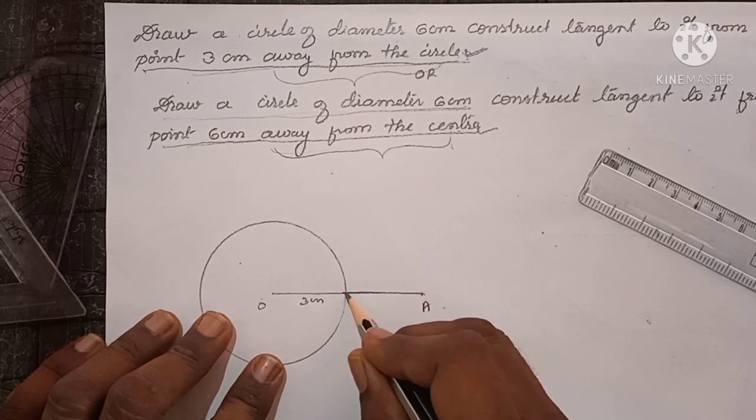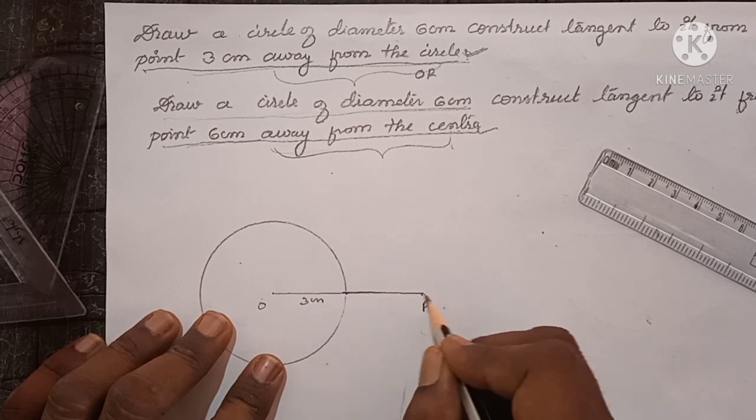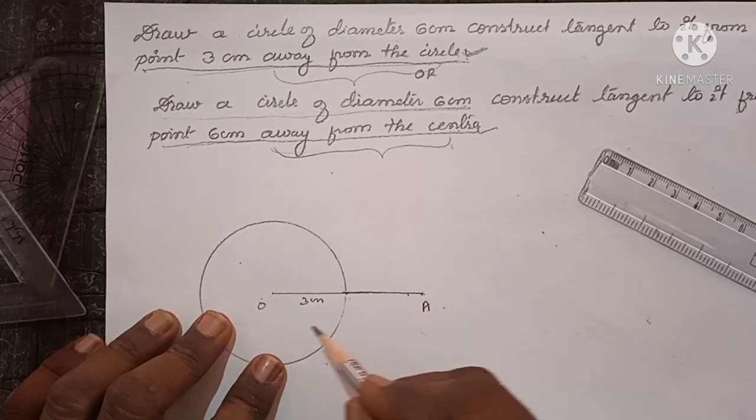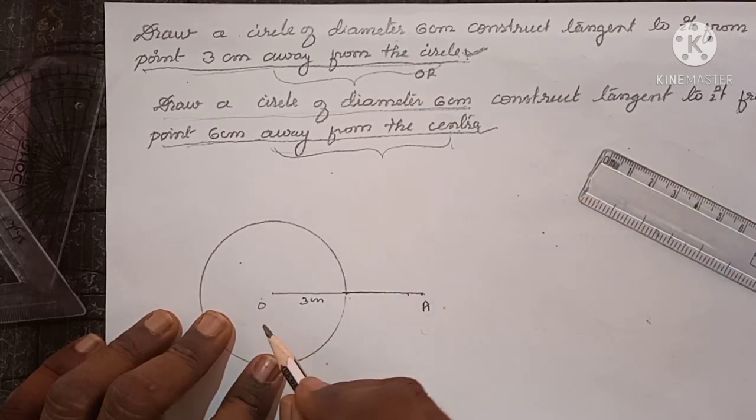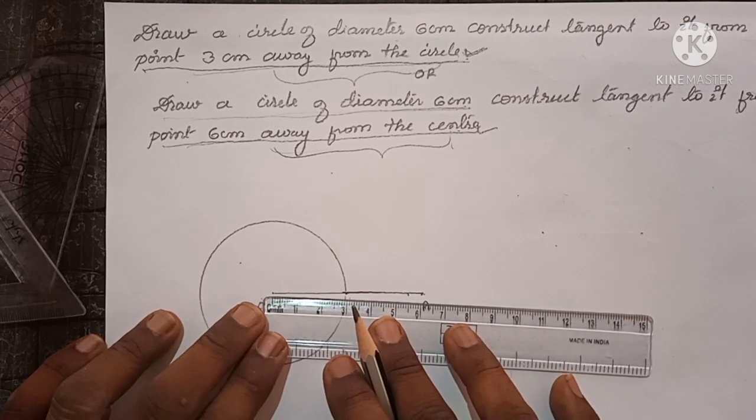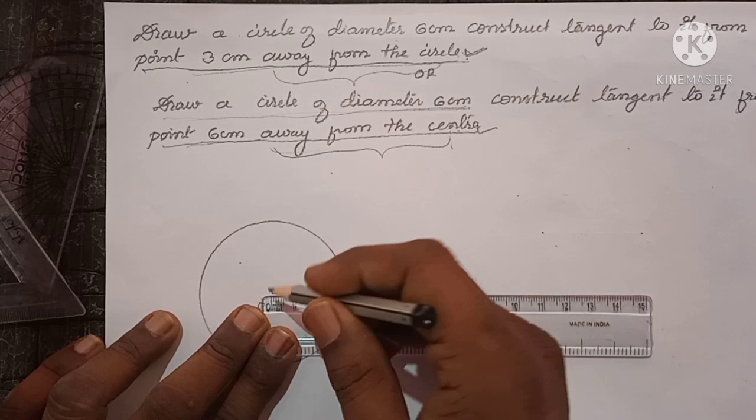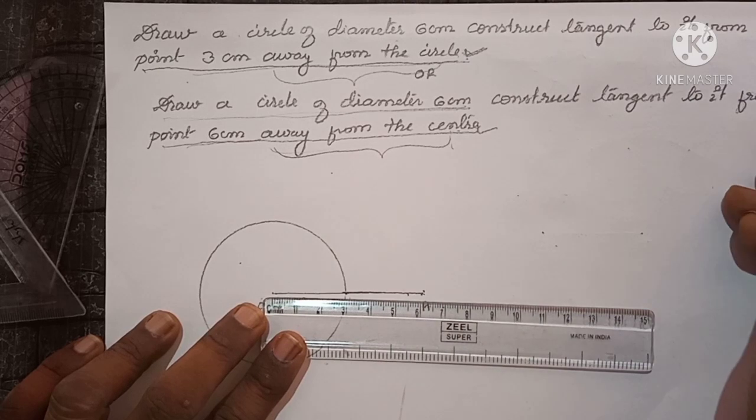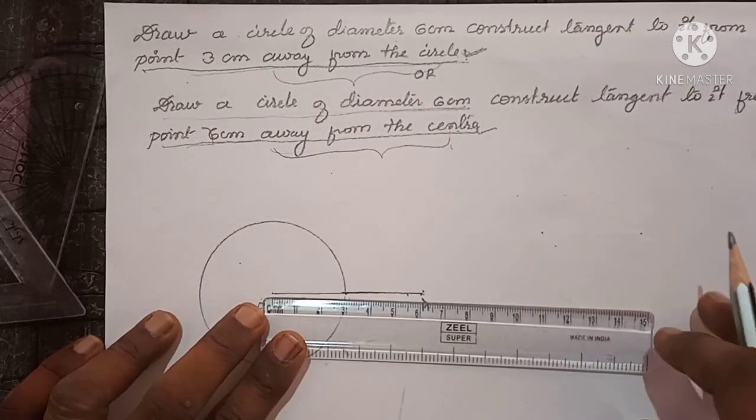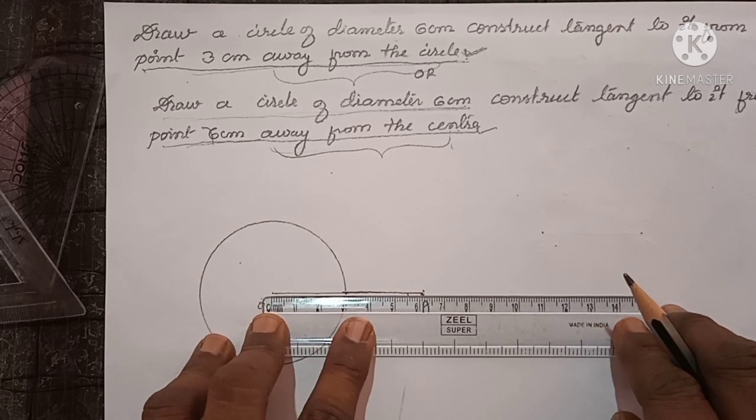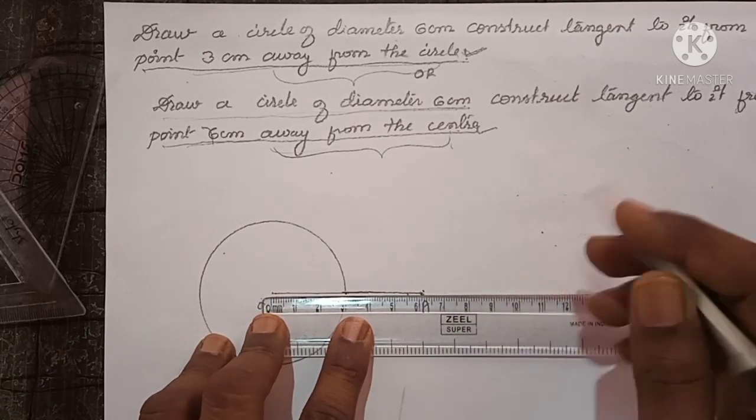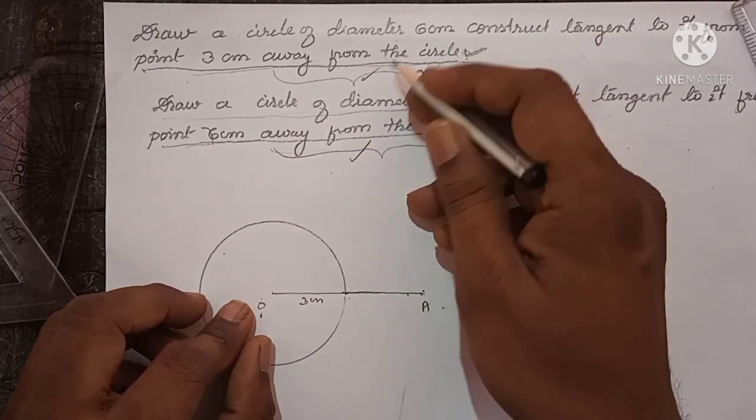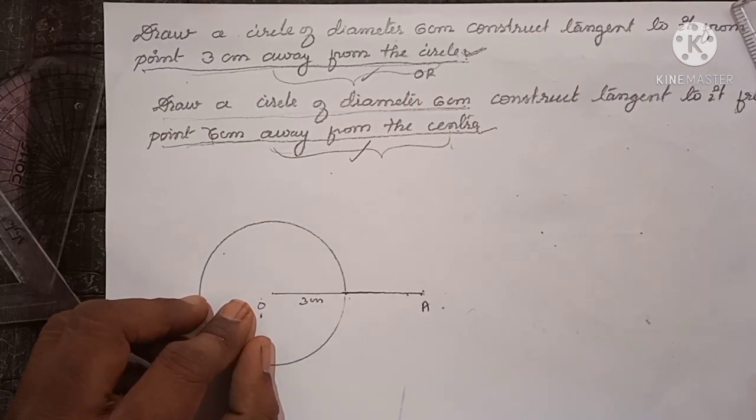The external point which is away from the circle: you take the length from the circle. And second, if the external point is away from the center, you take the length from the center to the external point, which should be 6 centimeters. If it is 7 centimeters away from the center, from the center of the circle you take 7 centimeters. Understood? So understanding these two points, you can solve the problems.